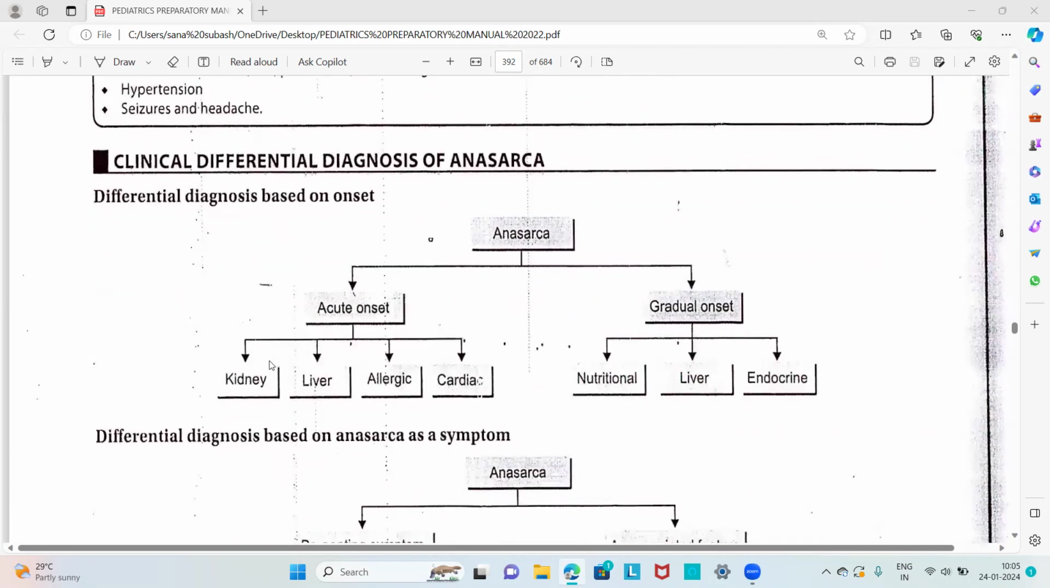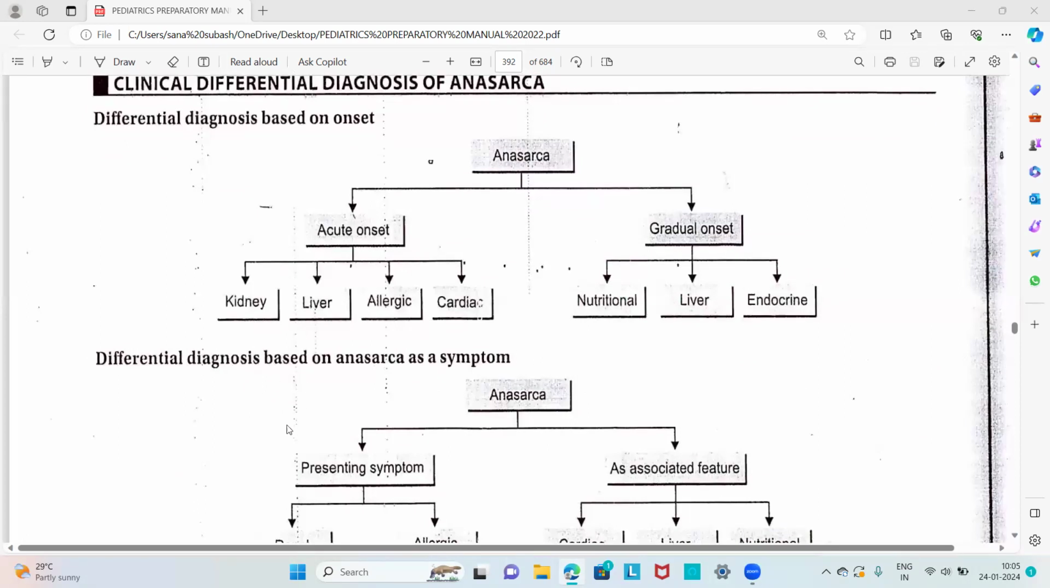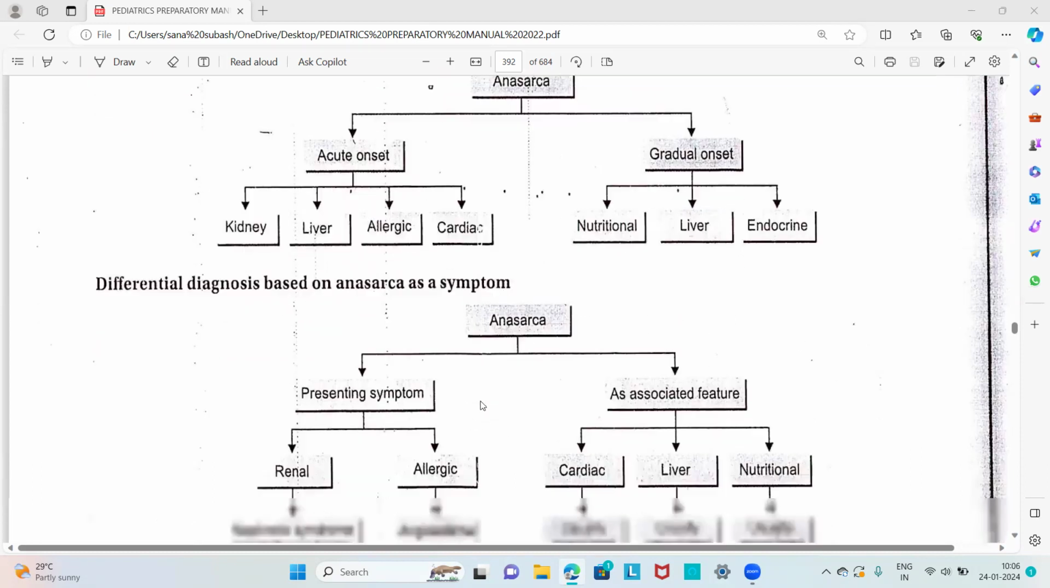If there is a presence of anasarca, we should give importance to all these causes: kidney disease, liver disease, allergy, cardiac disease, nutritional, and endocrine causes. We have to rule out all these by investigations.